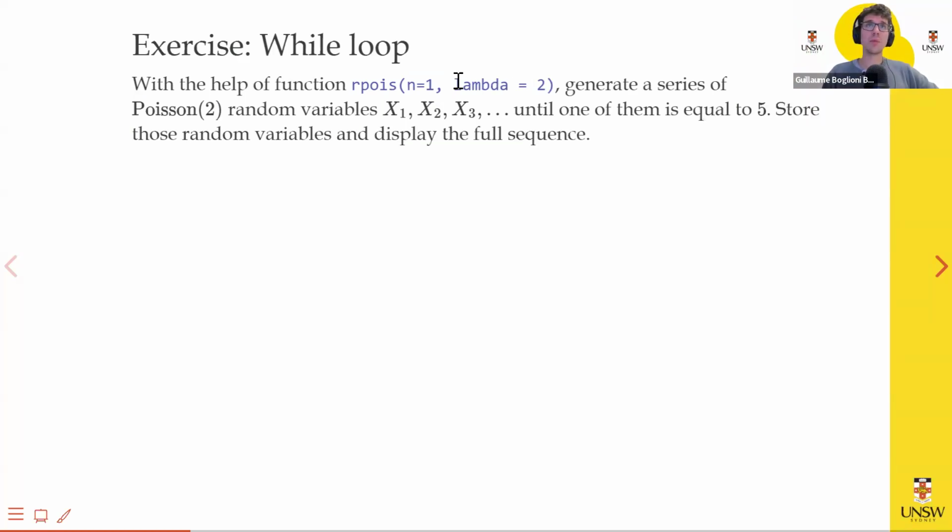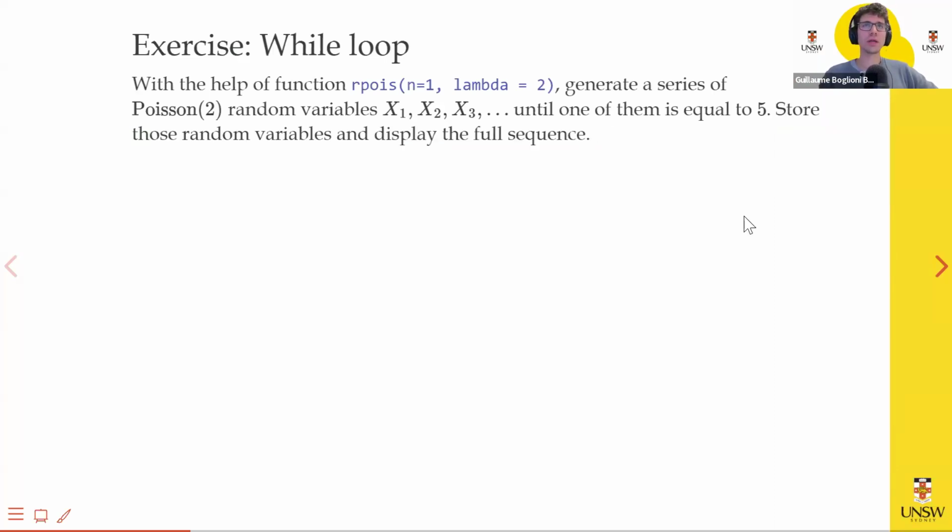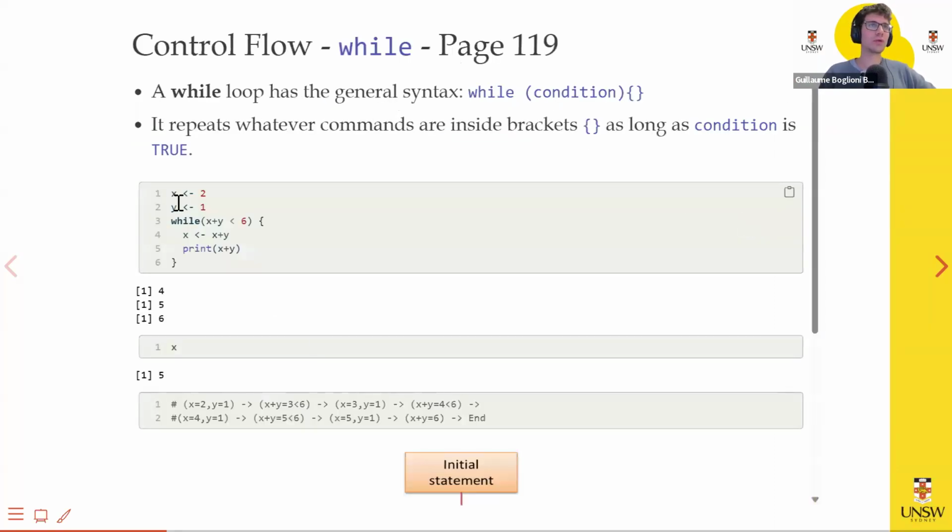So you see, a Poisson with a mean of 2, it's not that likely that it's going to be equal to 5, but eventually it would if you generate many, many of them. Now store those random variables and display the full sequence. Okay, so can you think of a way to do that using the while loop? Try to do it.